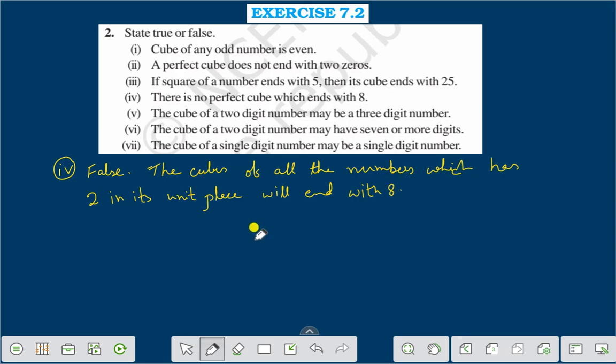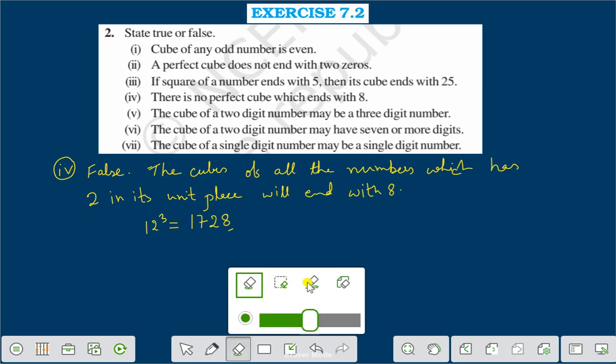For example, the cube of 12 is equal to 1728, which ends with 8. Right? Therefore, the statement that there is no perfect cube which ends with 8 is false.